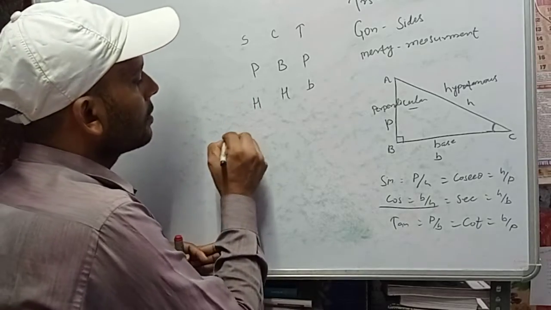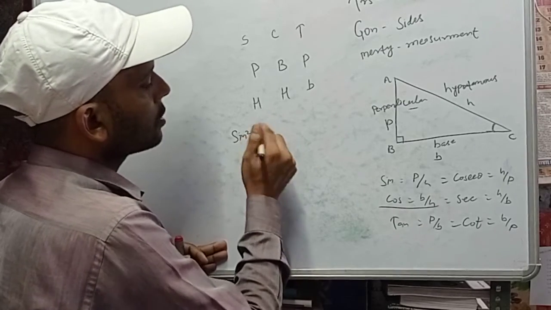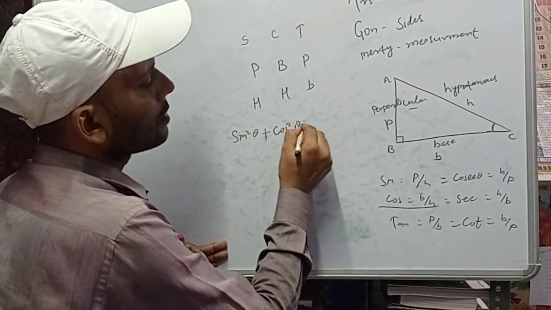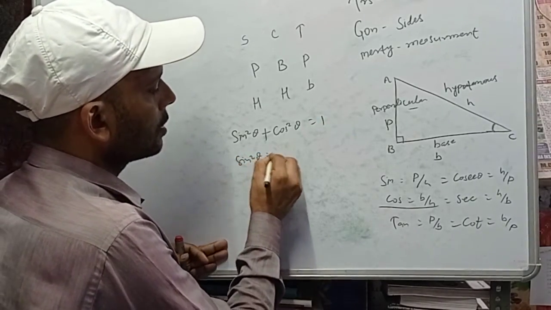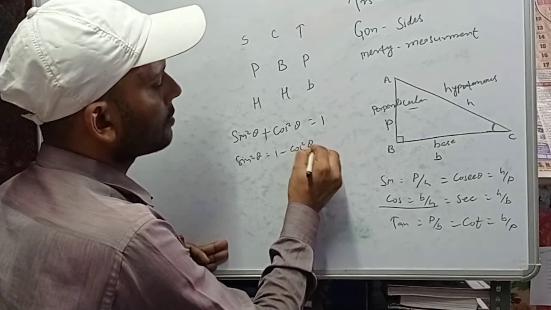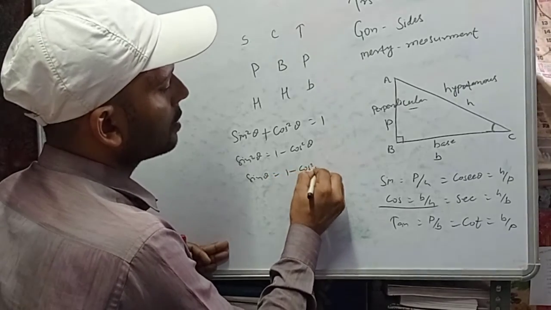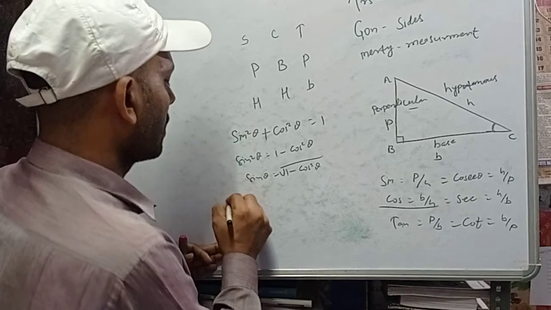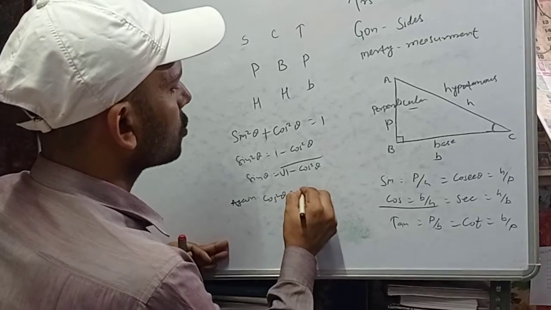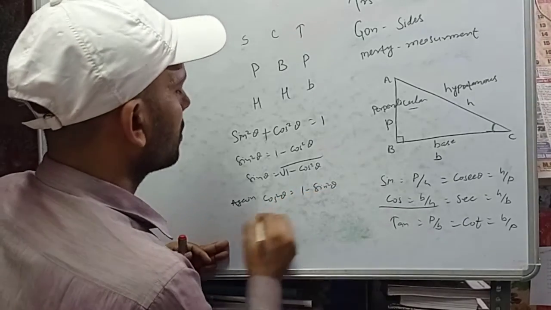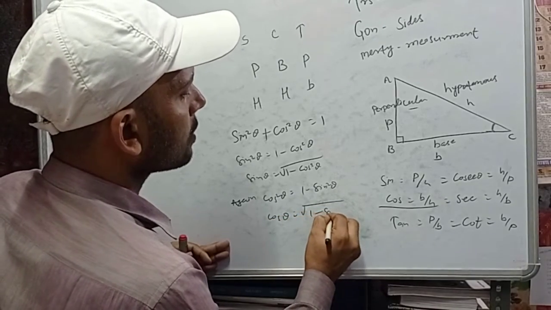Some formulas: sin square theta plus cos square theta is equal to 1. Then sin square theta is equal to 1 minus cos square theta. Sin theta is equal to under root 1 minus cos square theta. Again, cos square theta is equal to 1 minus sin square theta, and cos theta is equal to under root 1 minus sin square theta.